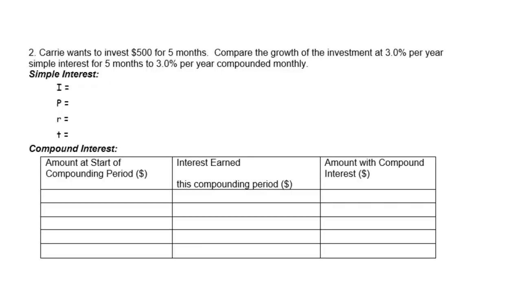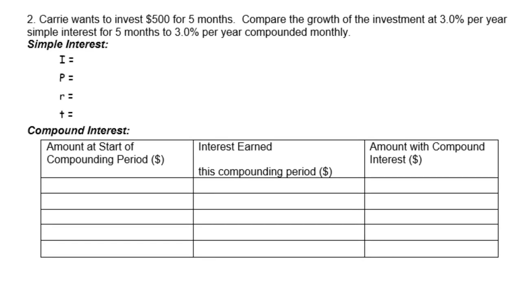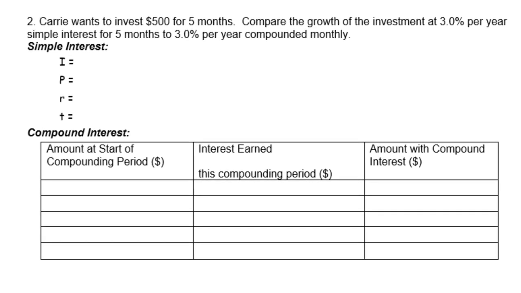And so now let's look at this next problem. Carrie wants to invest $500 for 5 months, right? And we want to compare this simple interest for 5 months compared to 3% per year compounded annually.